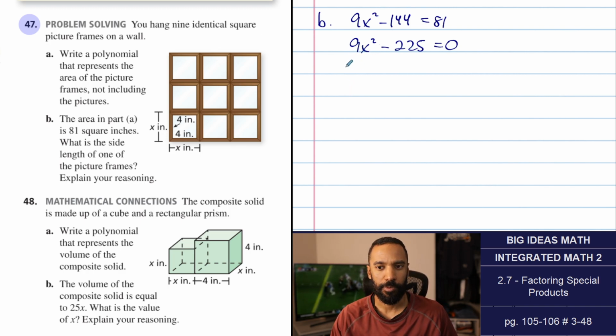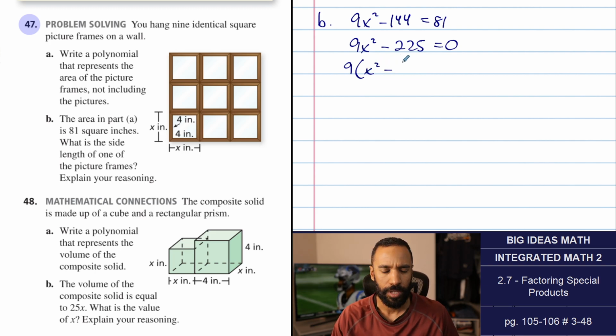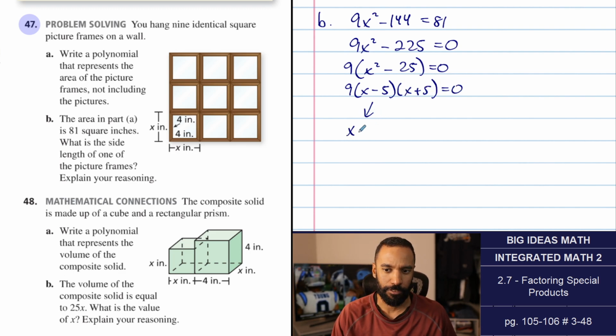Now, I think we mentioned this before. 9 is the greatest common factor of both of these. And I'm going to factor that out. You get x squared minus, I forget what the number was though, 25 equals 0, which means that factors into x minus 5 times x plus 5 equals 0. Now, I don't need that 9 for anything in terms of solving for x. x is either 5 or negative 5.